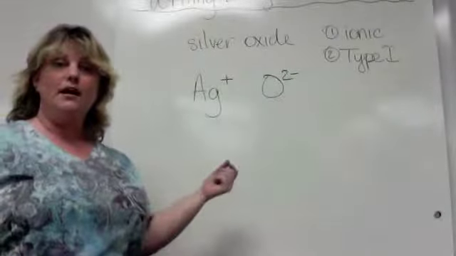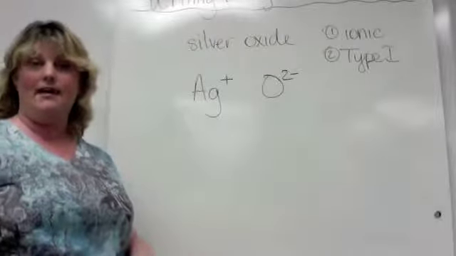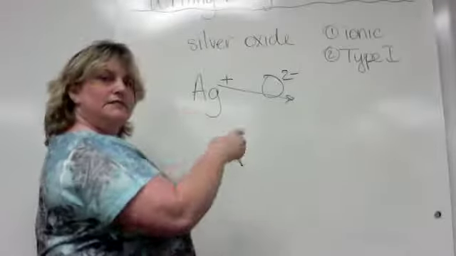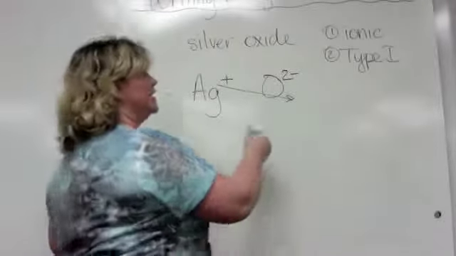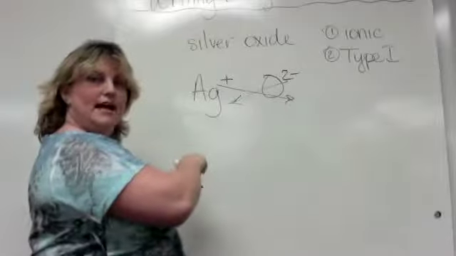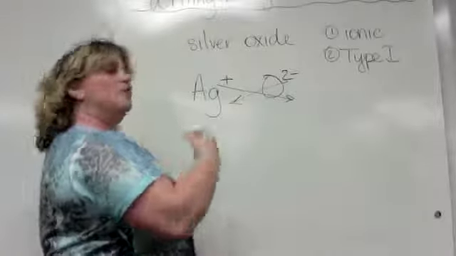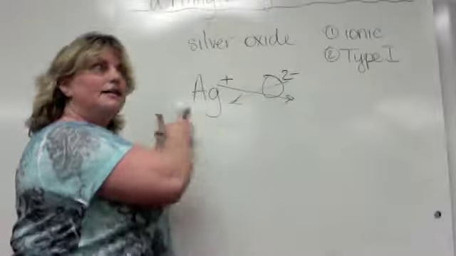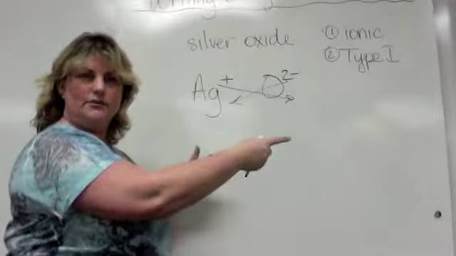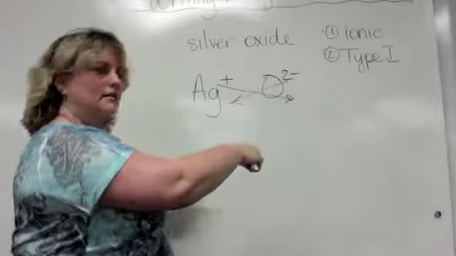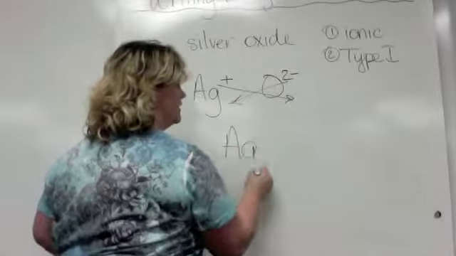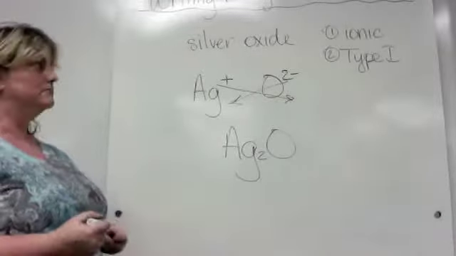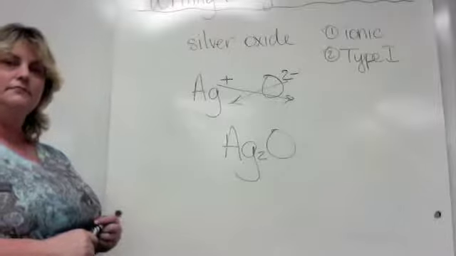Now I have my 2 ions. All I have to do is cross down and figure out what the formula is. So the 1 comes down from the silver to the oxide, and the 2 comes down from the oxide to the silver, which makes sense, right? I have a +1 and a -2. I need 2 silvers to cancel out the charge from the oxide. So the formula then is Ag2O. And that is silver oxide.